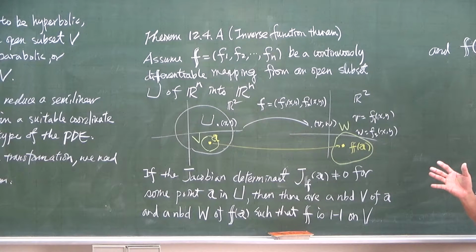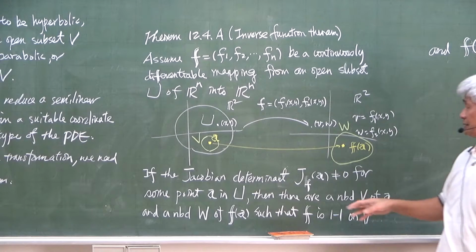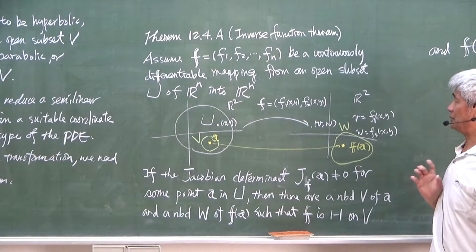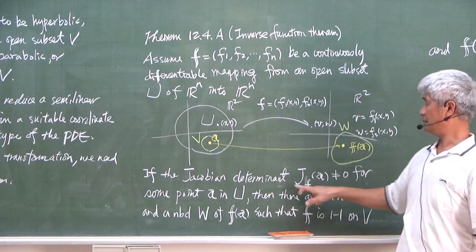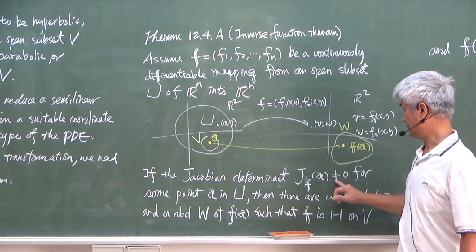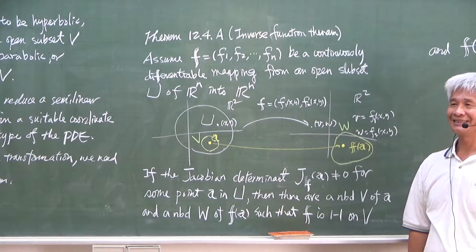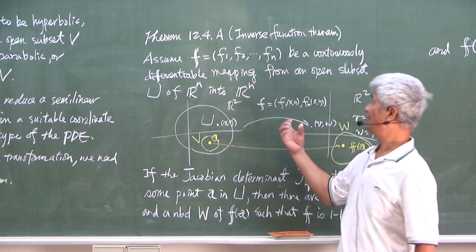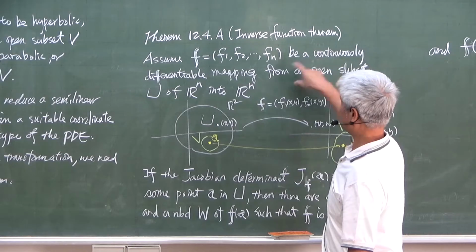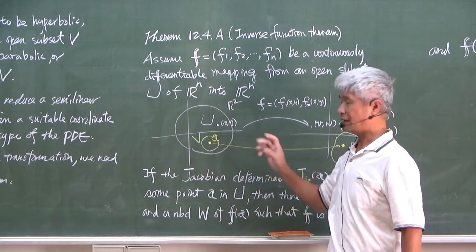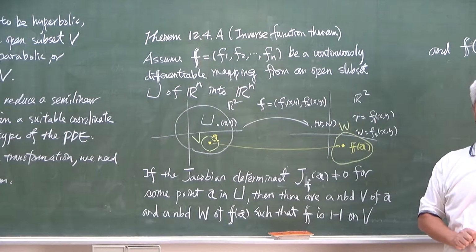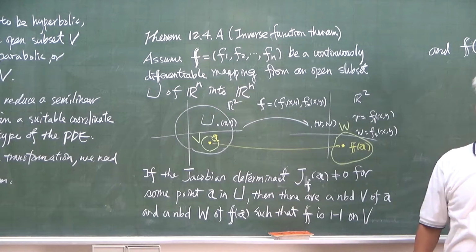Okay, this is amazing because the only condition we require is that the Jacobian determinant at this point is not 0. So locally, any such continuously differentiable mapping is 1-to-1 and onto. Right? Very nice mapping.